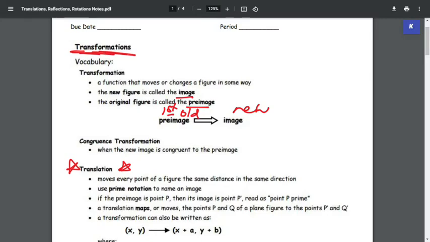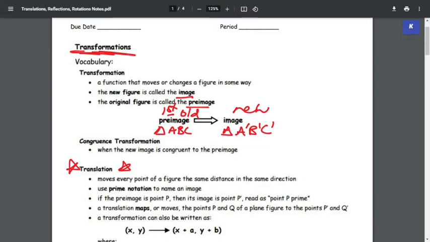If you remember with our pre-image, we just have regular letters. So if I had triangle ABC, my image would be A prime, B prime, and C prime. We'll talk a little bit more about that. So it's important to know the difference between those, being able to recognize those with the primes.